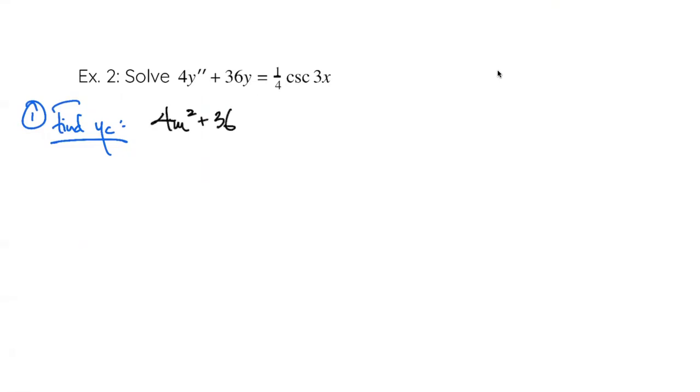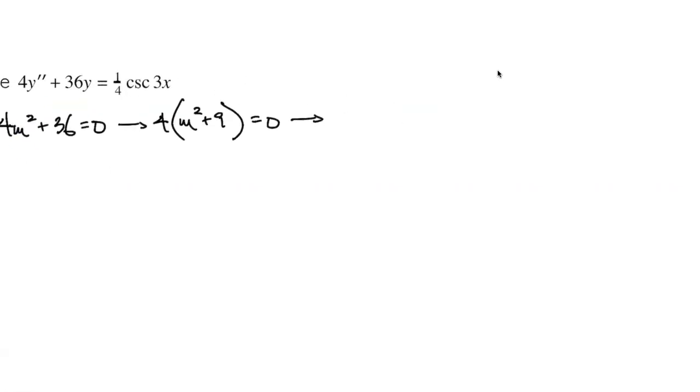And so we're going to go ahead and say we have a characteristic equation of 4m squared plus 36 equals 0. We see that this can be factored into 4 times m squared plus 9 equals 0, which 4 doesn't equal 0. So only m squared plus 9 can equal 0. So we get m squared equals negative 9, and we get m equals 0 plus or minus 3i.